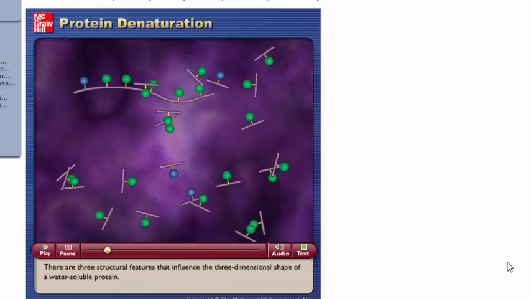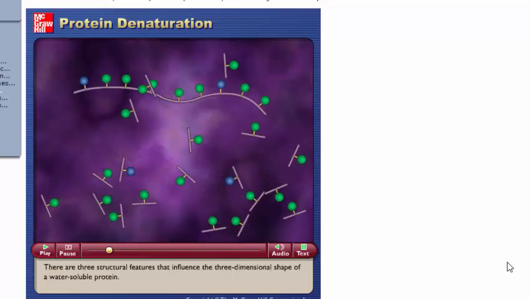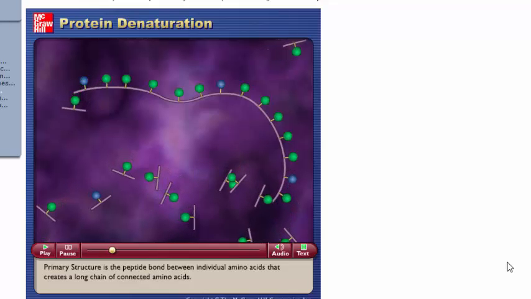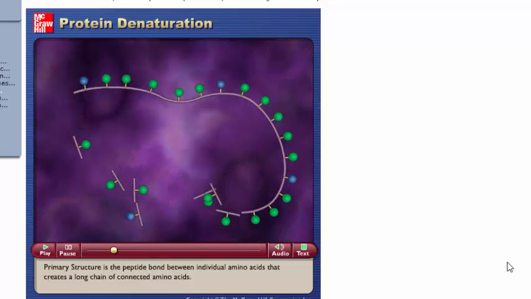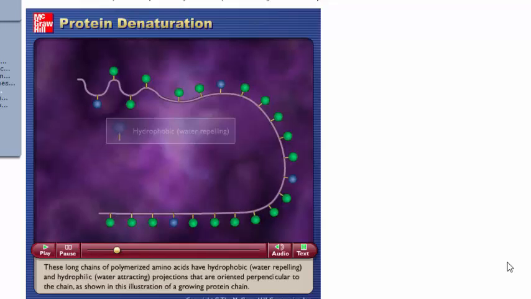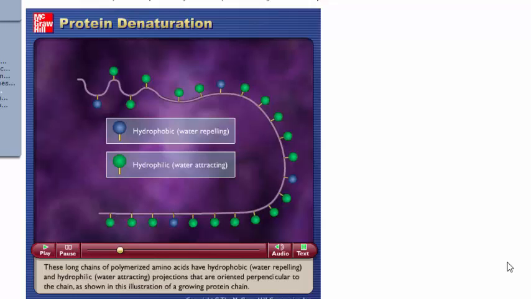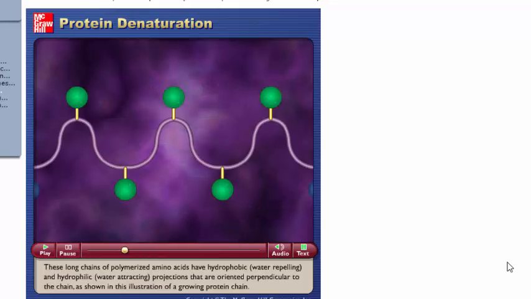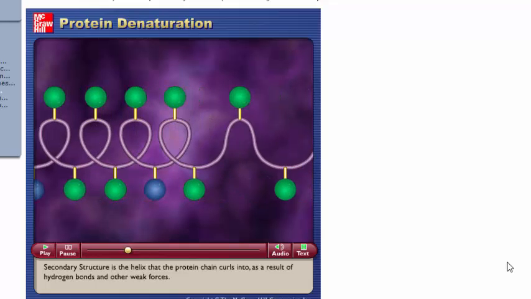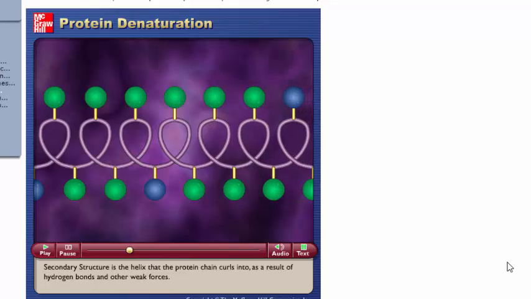There are three structural features that influence the three-dimensional shape of a water-soluble protein. Primary structure is the peptide bond between individual amino acids that creates a long chain of connected amino acids. These long chains of polymerized amino acids have hydrophobic, water-repelling, and hydrophilic, water-attracting projections that are oriented perpendicular to the chain, as shown in this illustration of a growing protein chain. Secondary structure is the helix that the protein chain curls into as a result of hydrogen bonds and other weak forces.